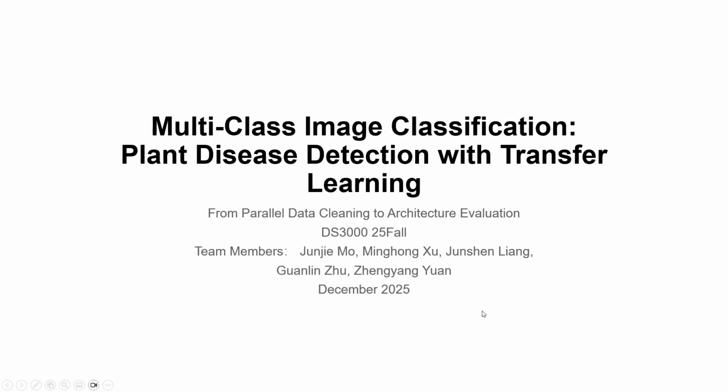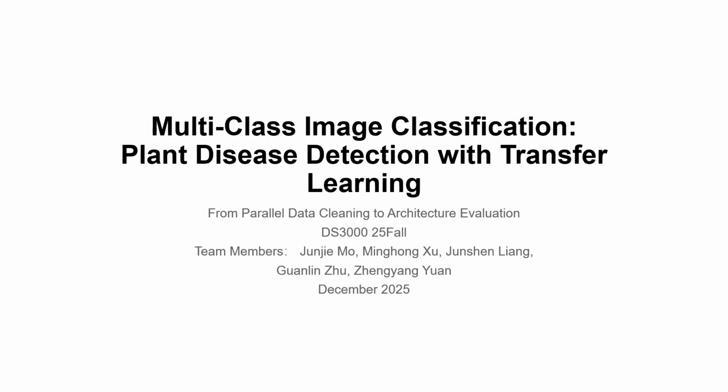Hello, our group will be presenting our project titled Multi-Class Image Classification, Plant Disease Detection with Transfer Learning. In this project, we focus on how deep learning and transfer learning can be used to automatically identify plant diseases from images. This is an important real-world problem because early and accurate disease detection can significantly reduce agricultural loss and improve plants' health. Our work spans the entire pipeline from parallel data cleaning to model design, training, and architecture evaluation.